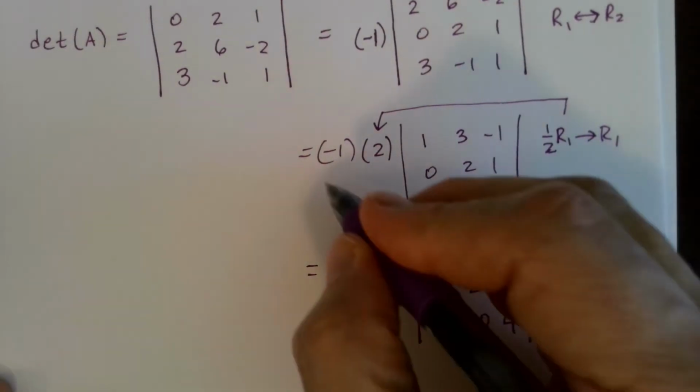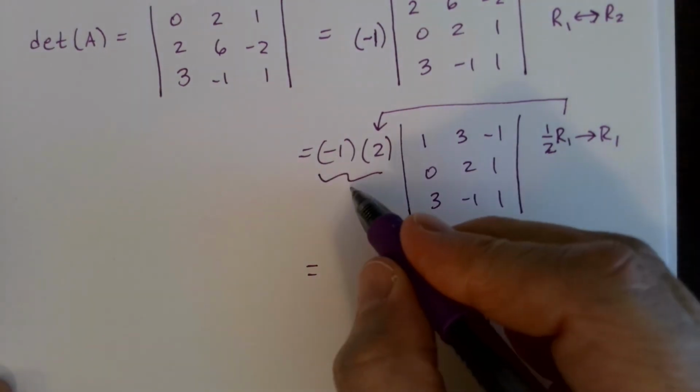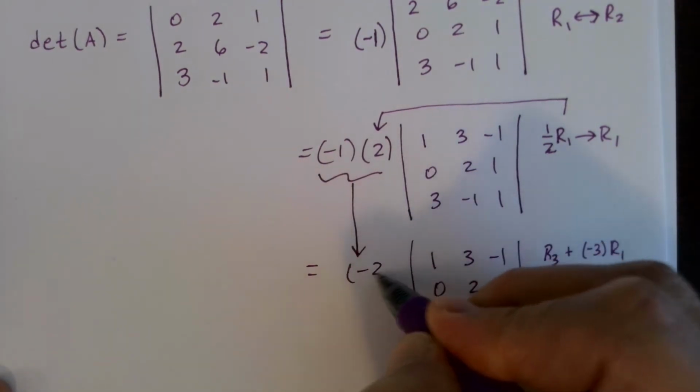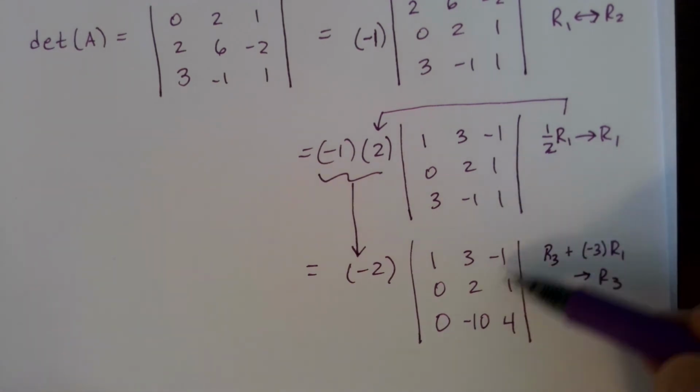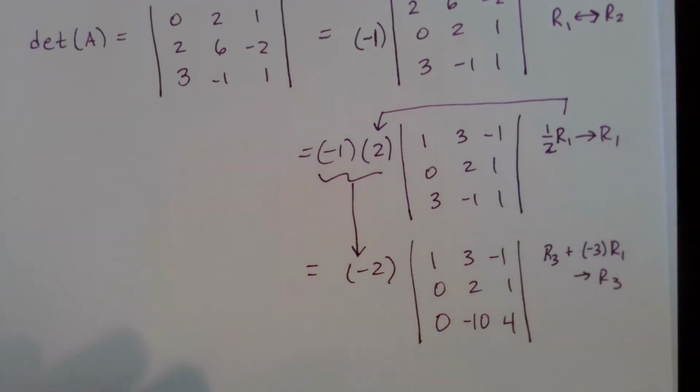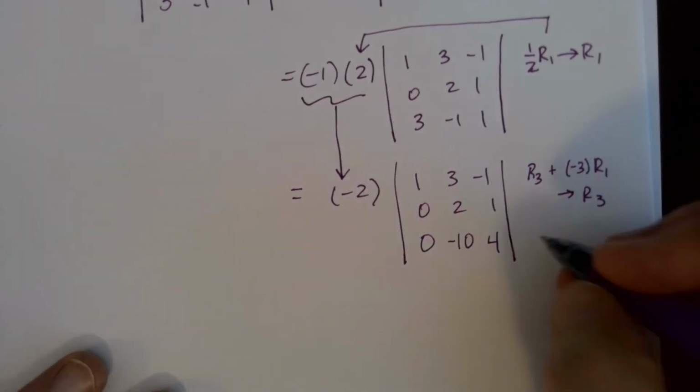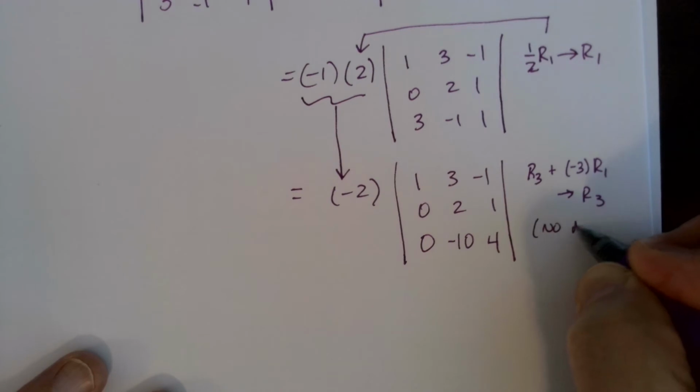Now how does that affect things? Of course, this product here is negative 2. How does that affect things when I add a multiple of one row to another? How are these determinants related? Well, they're the same. Remember, if I add a multiple of one row to another, there is no effect on the determinant. No effect on the determinant.